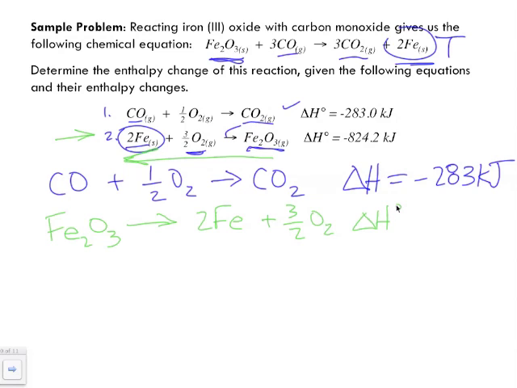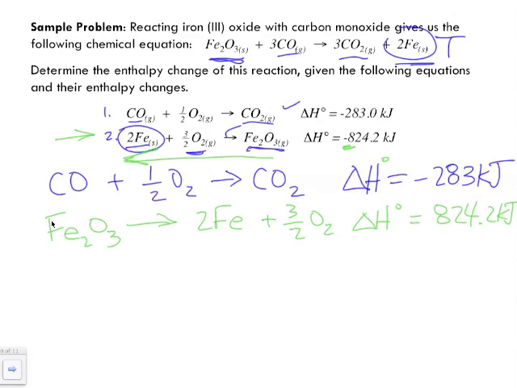Our change in enthalpy is equal to 824.2 kilojoules. Going in this direction, it's exothermic. Going in that direction, it's the opposite. It's endothermic. So it will reverse the sign, right? It will go from negative to a positive, or from a positive to a negative. Some books will tell you to multiply it by -1. I just like to tell people, just switch the signs, right? If it's negative, make it positive. If it's positive, make it negative when you're reversing it.